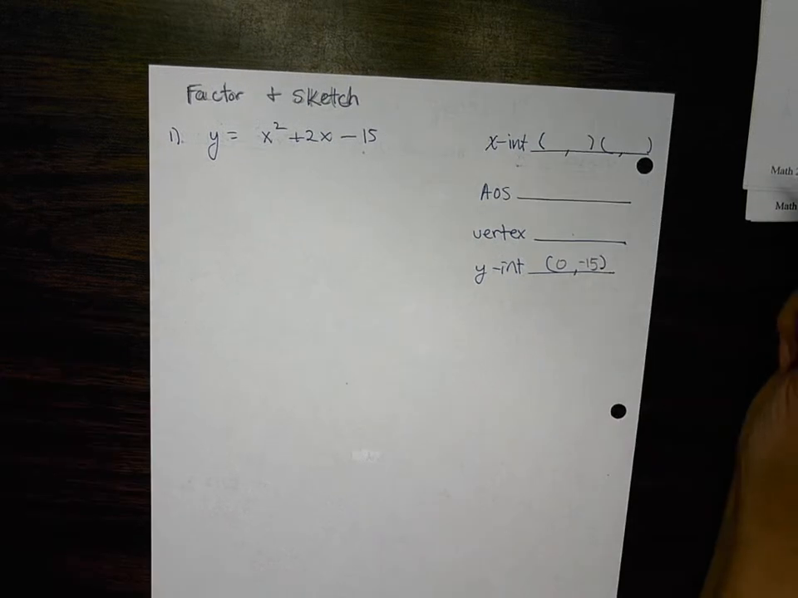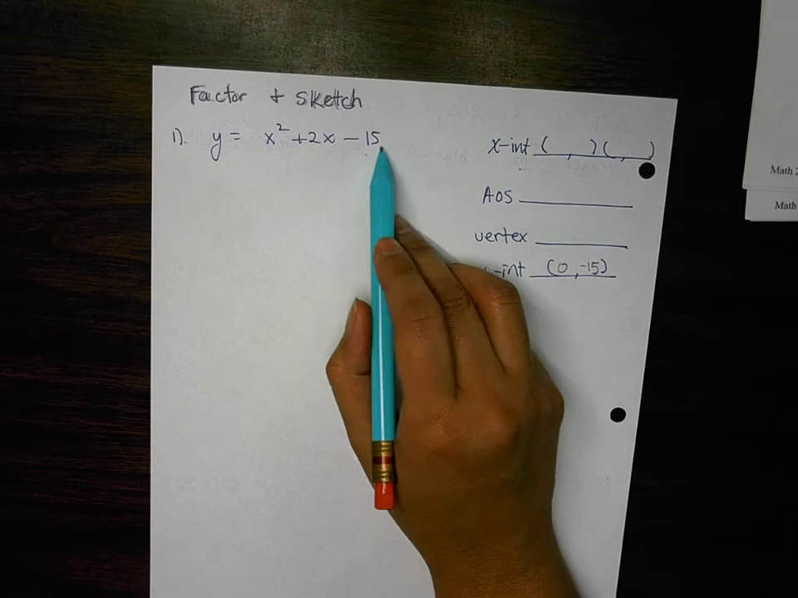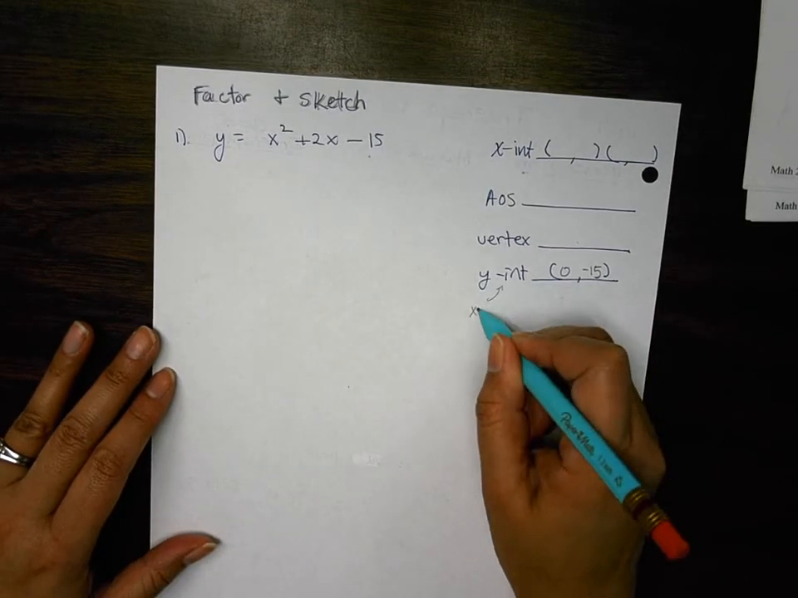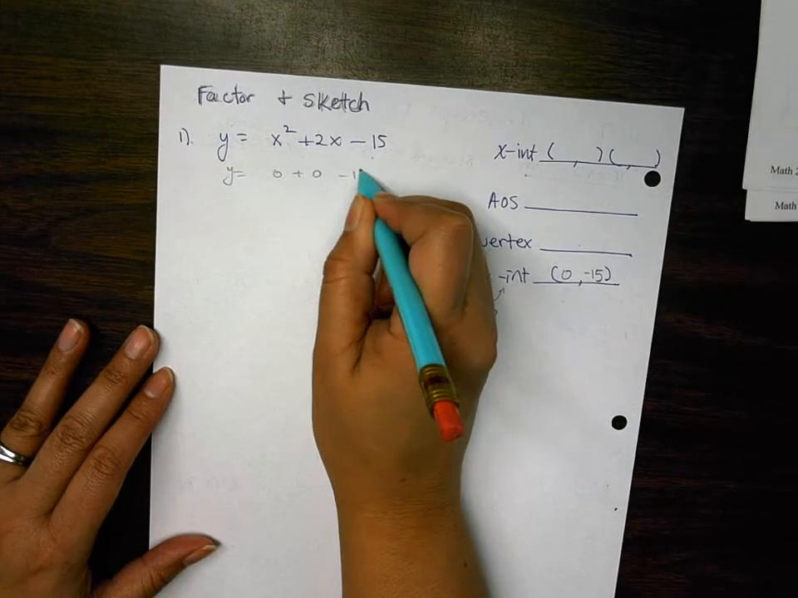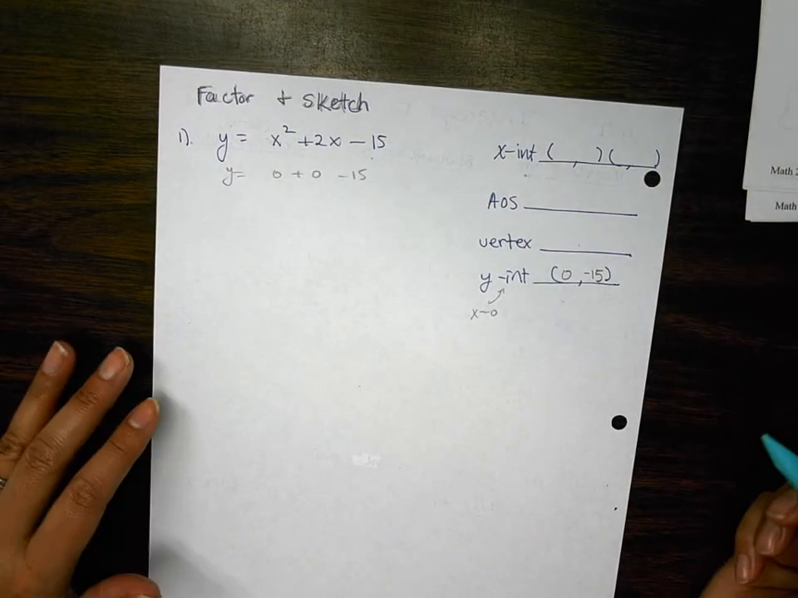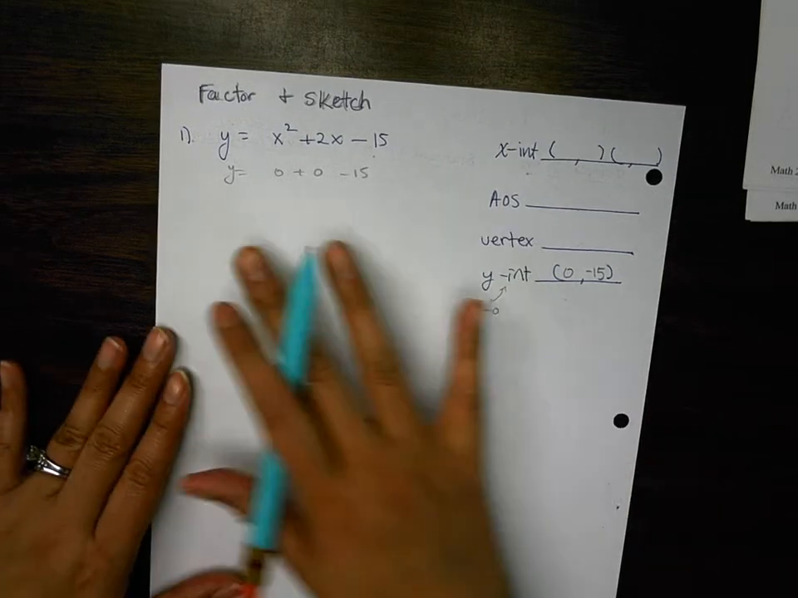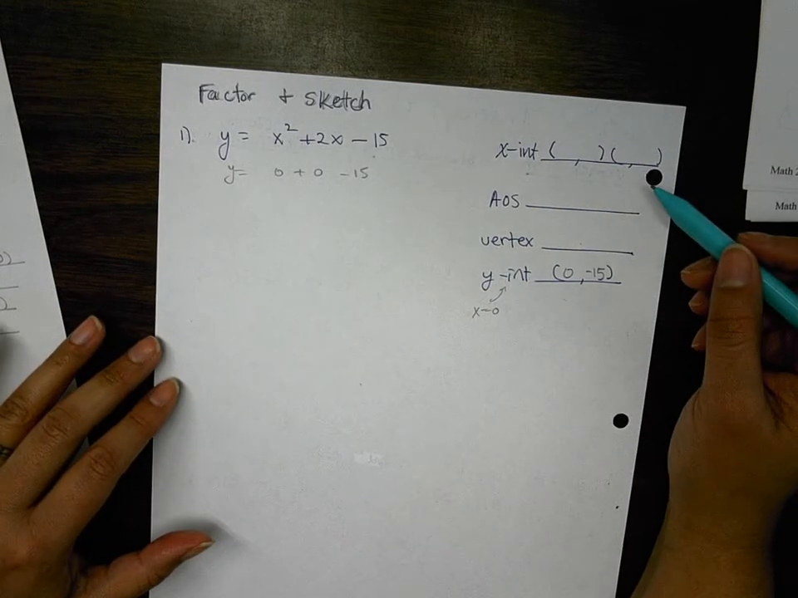0 comma negative 15. Does anybody not sure where people, because I only had a handful of kids say it, is anyone not sure where the negative 15 is coming from? It comes from what? The C value. You're right. Because if you find the y-intercept, that means you're making x equal to 0. If you plug in 0 plus 0 minus 15, do you agree it's negative 15? Okay. We are going to graph it. I'll graph it down here. We'll do all the work up there.